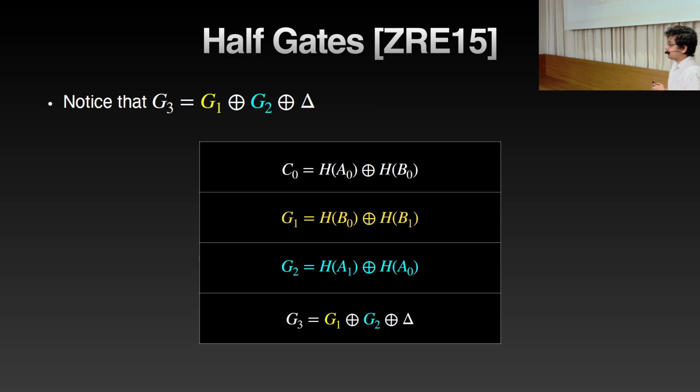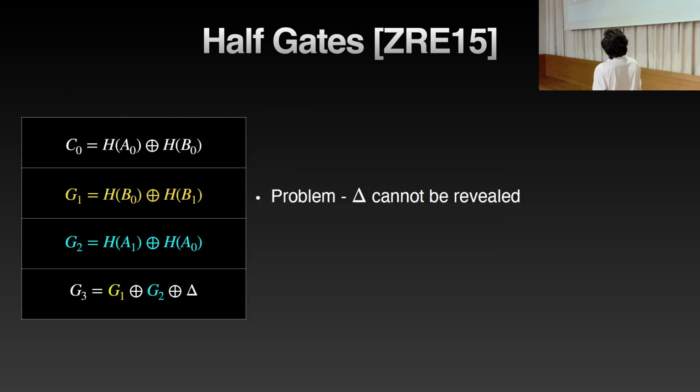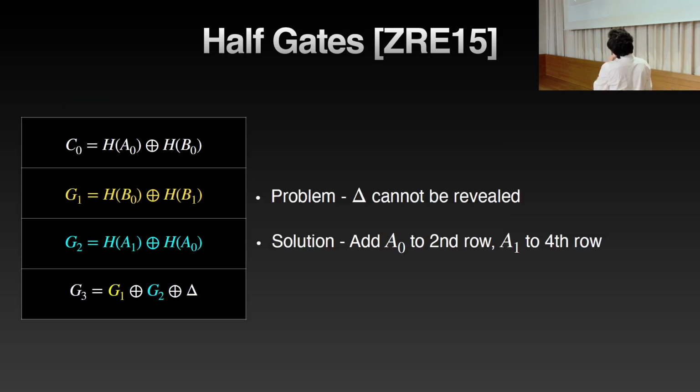So does this mean that we don't have to send G3? The problem is the evaluator does not know delta, and you cannot reveal it to the evaluator. So how do they solve it? They say that, well, there are some additional labels that the evaluator has, the garbler has, and if you actually just add the relevant labels to make this equation solvable without revealing delta, then you have an optimized version where you only send 2 kappa bits.